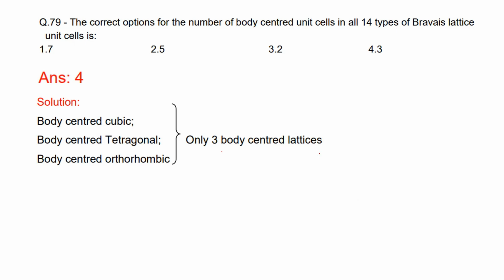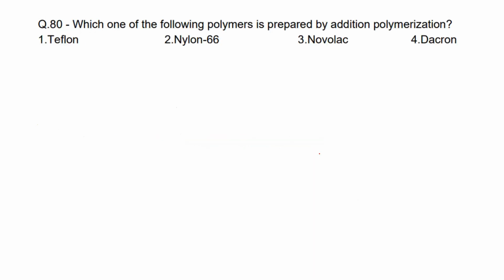Next, question number 80. Which one of the following polymers is prepared by addition polymerization? Nylon 6 is condensation, Novolac and Dacron are also condensation polymers. Teflon will be the right answer. And what is the Teflon monomer? CF2 double bond CF2.